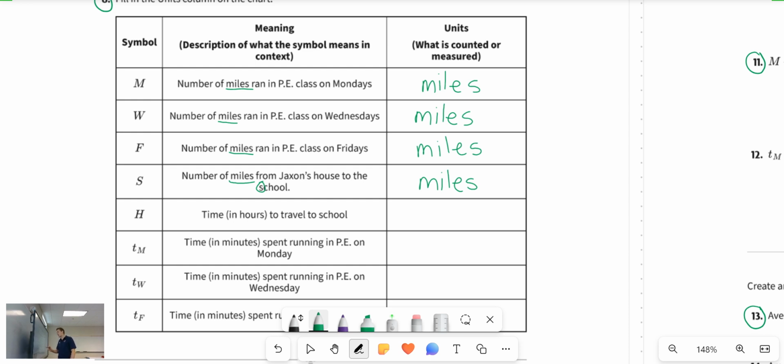H is the time in hours. All right, so it's telling us we're measuring time in hours. So what we are using here is hours. That's our unit. It's a unit of time.